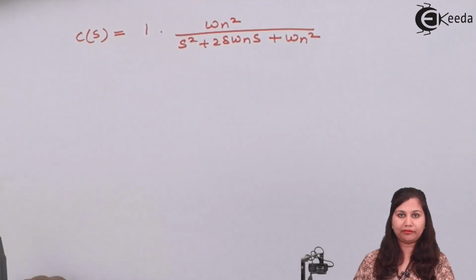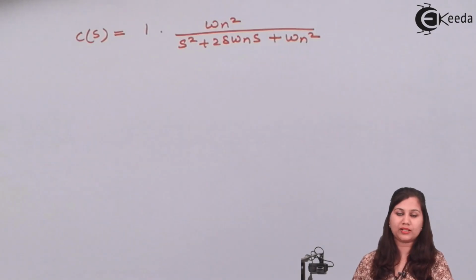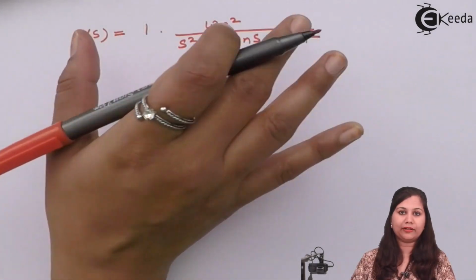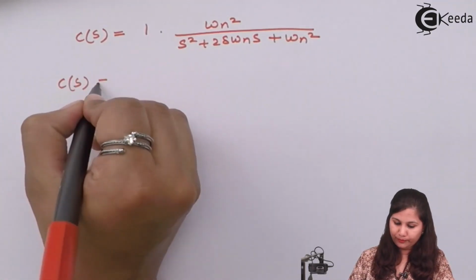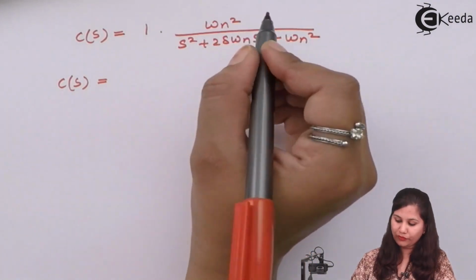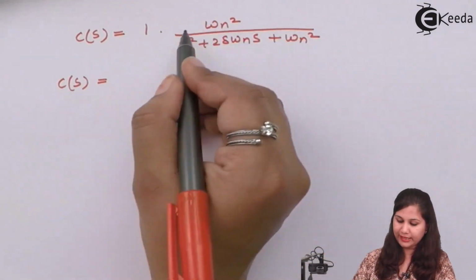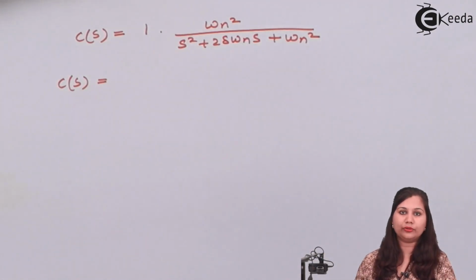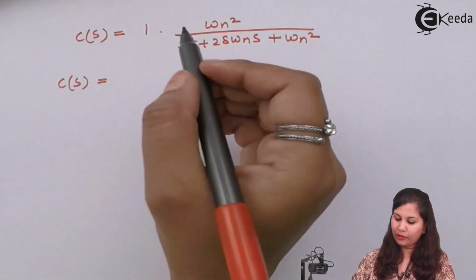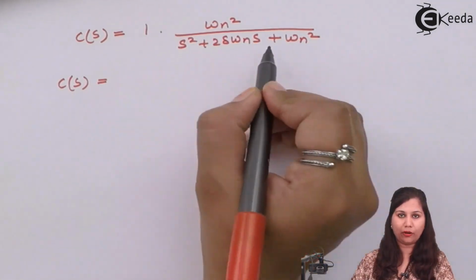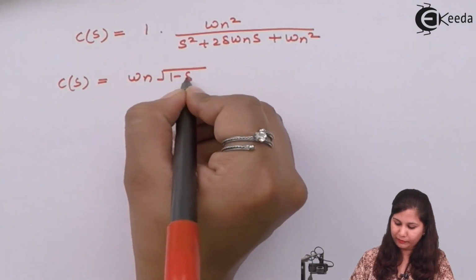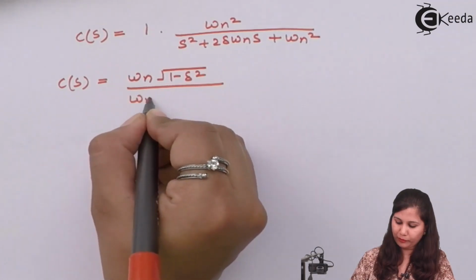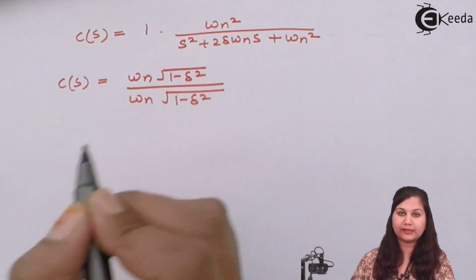Now we are going to simplify it. We are going to convert it into the form of standard formulas of inverse Laplace transform, so that we can directly apply the formulas here and get c(t). Here this is omega n square, so we are going to multiply and divide this expression by omega n under root of 1 minus delta square, and also we are going to simplify this denominator term. So we multiply it with omega n under root of 1 minus delta square and divide it with omega n under root of 1 minus delta square.